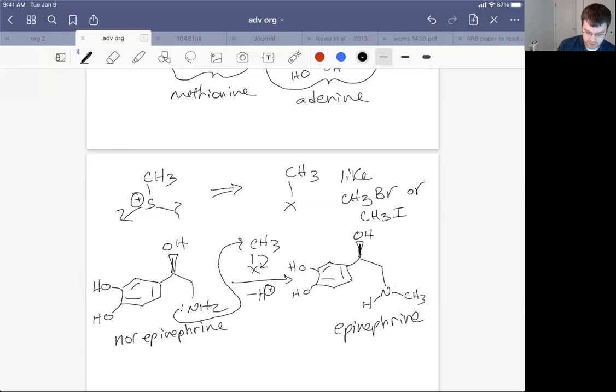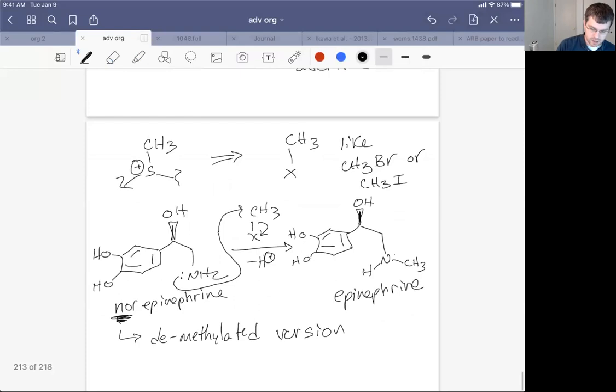Here's a quick hint for nomenclature. Anytime you hear nor, this is the demethylated version of another molecule.